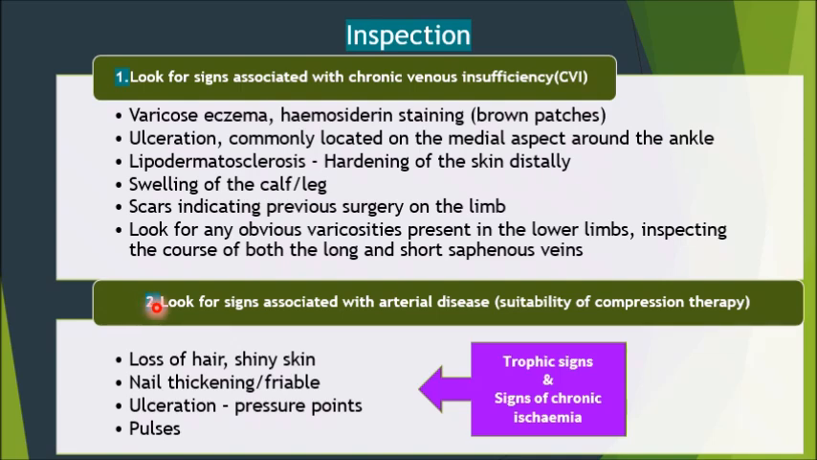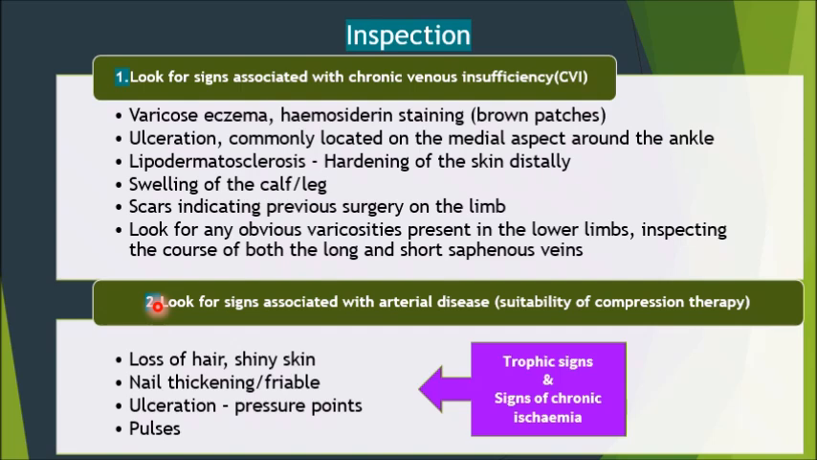The second group of findings that you would look for in inspection is signs associated with arterial disease. This is very important because treatment of varicose veins to a certain extent is determined by the arterial, the ischemic, status of the limb. Whether it is suitable for compression therapy depends on whether the patient has significant arterial disease at the same time.